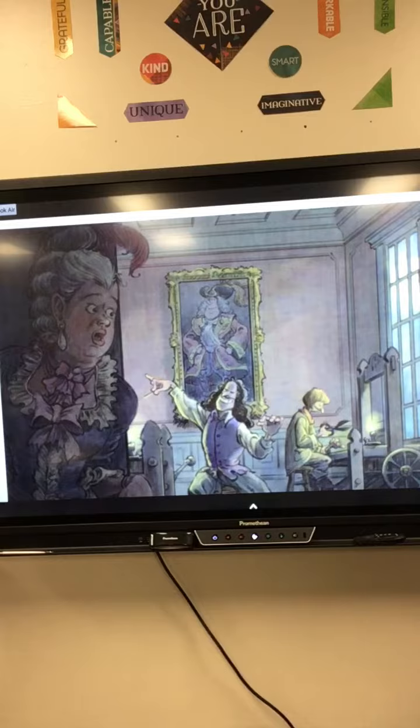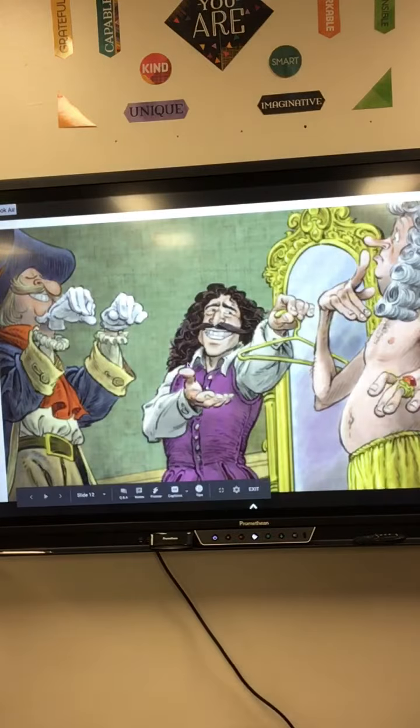The two swindlers presented themselves in the Emperor's dressing room at daybreak. Guys, sorry, this is not wanting to load today. I already switched it, but it's... Okay, there we go.